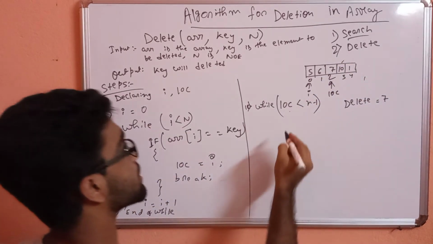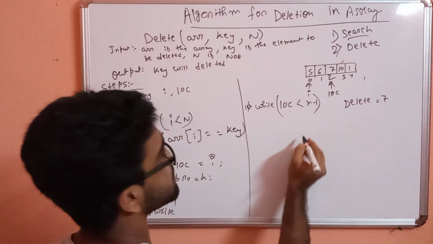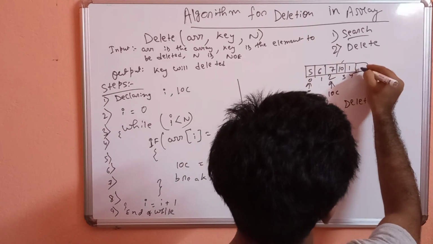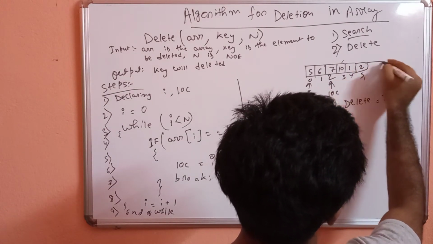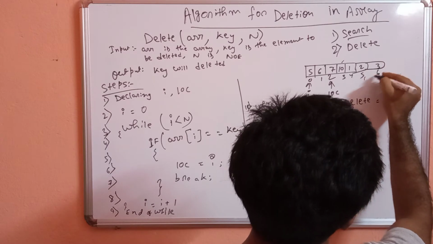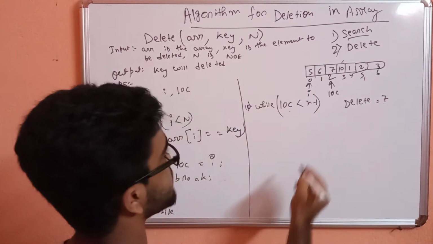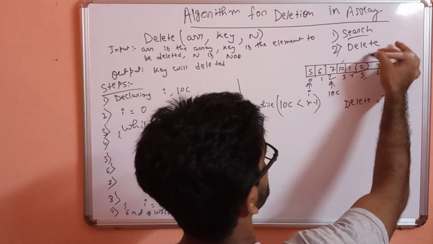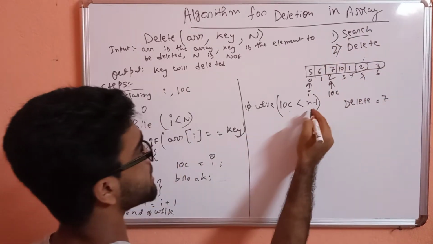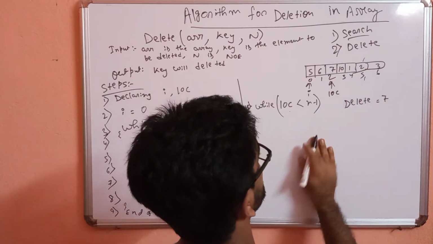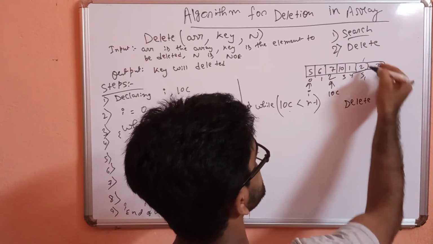If you want to consider more elements, it is fine: 5, 2, 3. Then the loop will run till 5. n is 7, minus 1 is 6, so till 5.